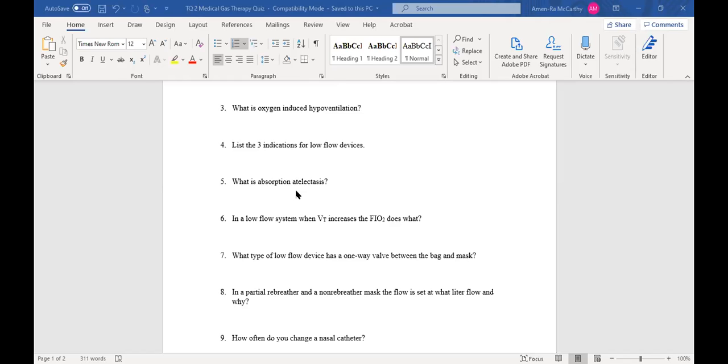You might have a multiple choice that says absorption atelectasis is all of these except. Make sure it says high FiO2 and obstruction. If it just says high FiO2, that ain't enough. If they don't say obstruction, that's not right. It's got to be both. Okay, number 6.